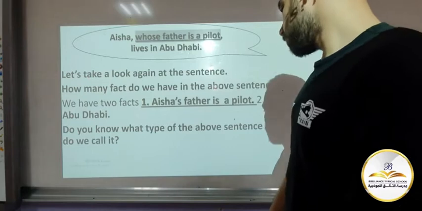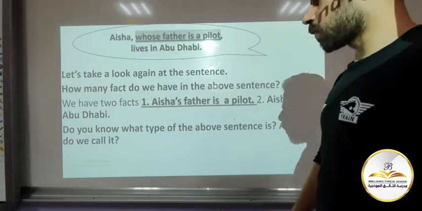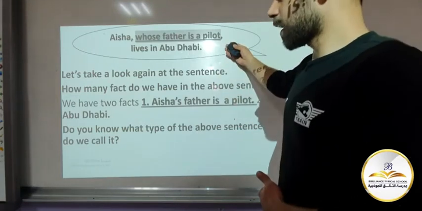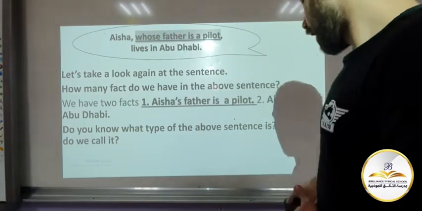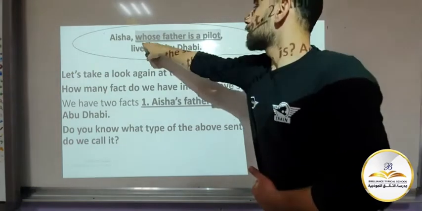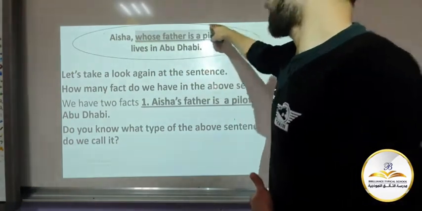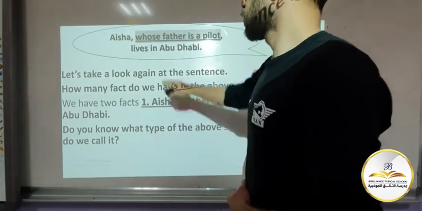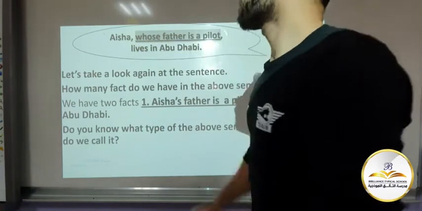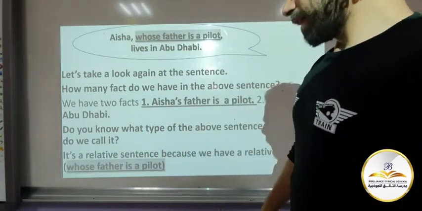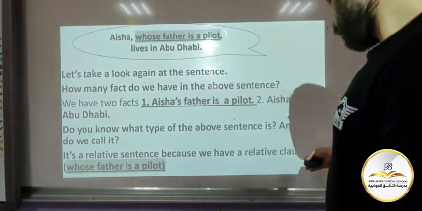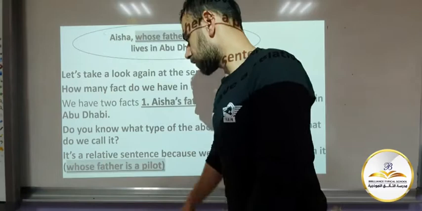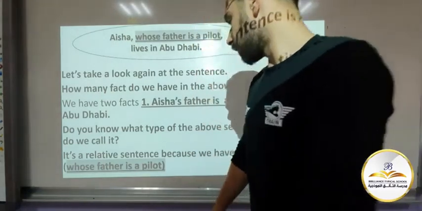Do you know what type of sentence the above is and what we call it? Remember what we said? We said it's a relative sentence, and we call it a relative sentence because we have embedded inside of it a relative clause. This one is the relative clause. It's a relative sentence because we have a relative clause in it. This is the relative clause, whose father is a pilot.